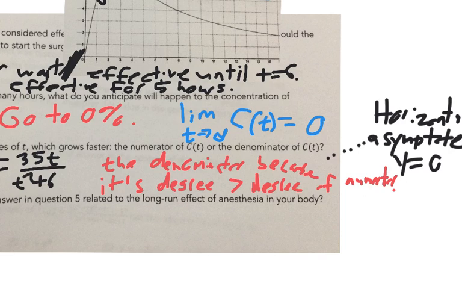So you guys said you were familiar with horizontal asymptotes, what it's approaching at very large values. And hopefully you remember that rule. If the degree of the denominator is greater than the degree of the numerator, it's always a horizontal asymptote at y equals 0. Okay, 6. How is your answer in question 5 related to the long-run effect of anesthesia in your body?